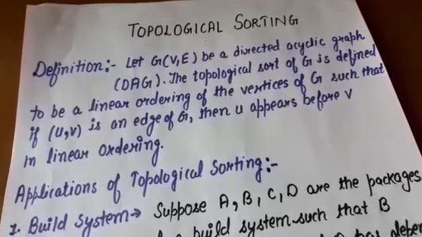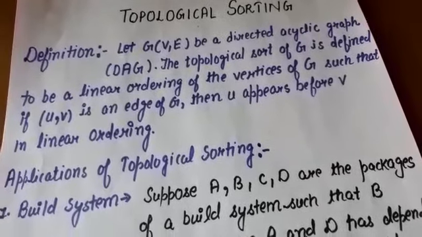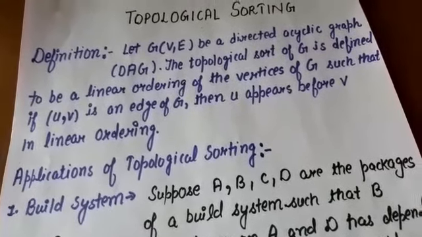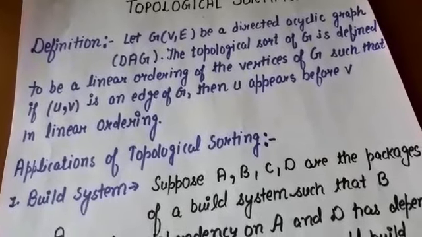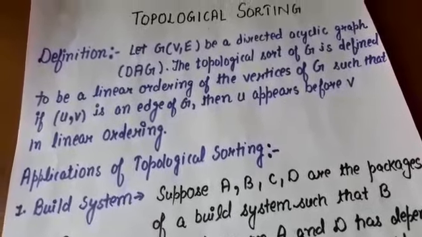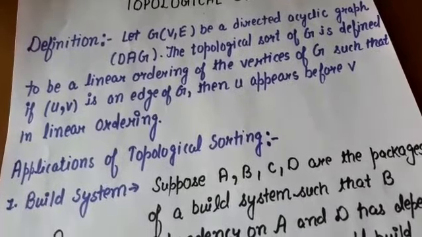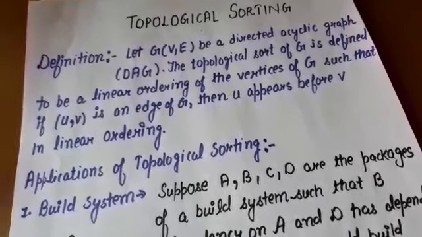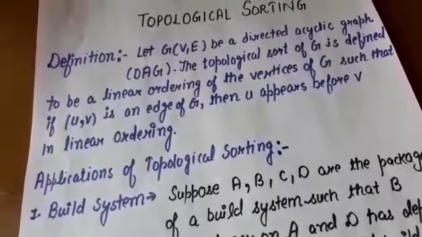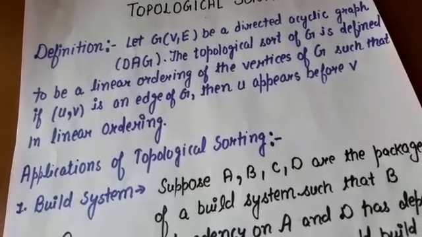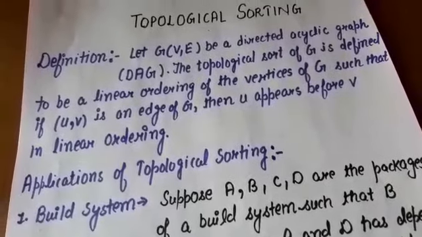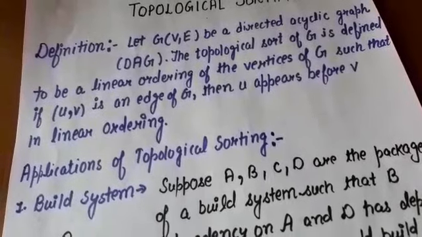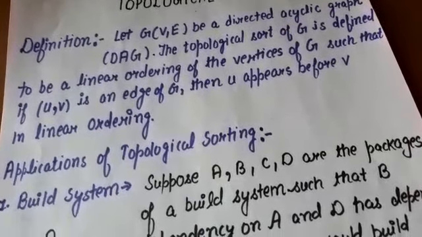Then the topological sort of that graph is defined to be a linear ordering of the vertices of the graph such that if there is any particular edge uv in the graph, then u must appear before v in the linear ordering. Means if I have taken a graph in which there are directed edges like uv, then it shows that the directed edge is from u to v. Then if I have to do topological sorting for that graph, then u must appear before v for the topological sort of that edge, right?